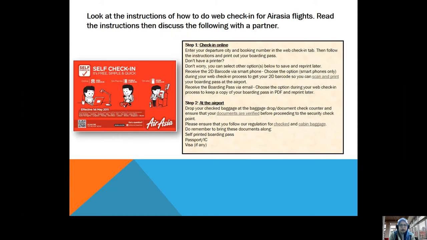Okay, step one, check-in online. Enter your departure city and booking. Tak apalah, mana baca ni.